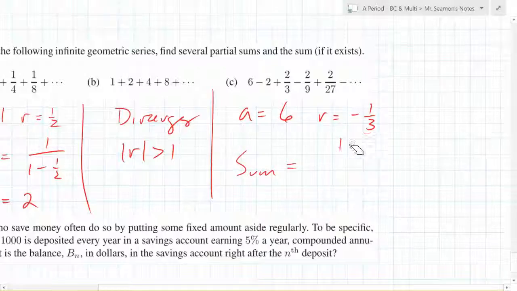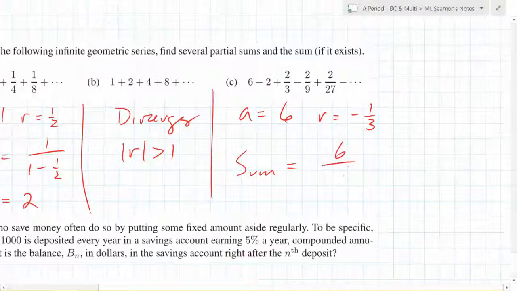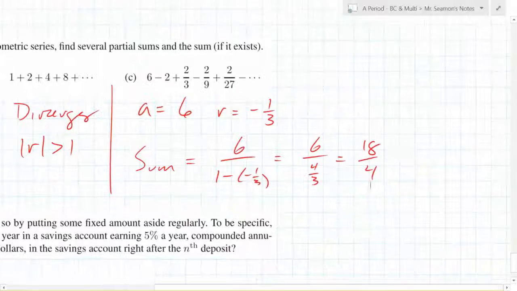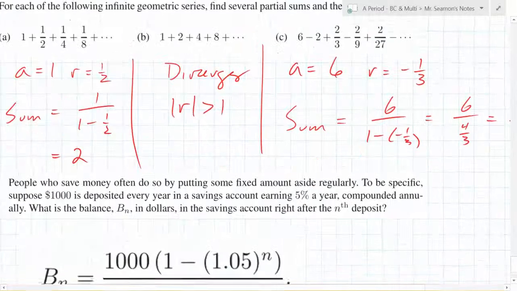Not 6, sorry. 6 over what? 6 over 1 minus negative 1/3. So that's 6 over 4/3, which is 18 over 4, which is the answer you just told me, which is 9 over 2. Yep, good job.